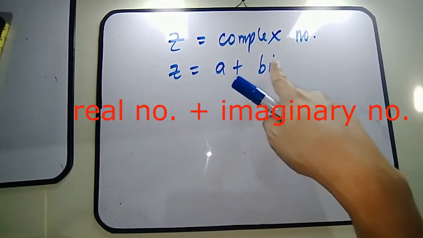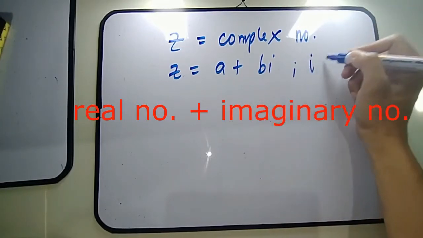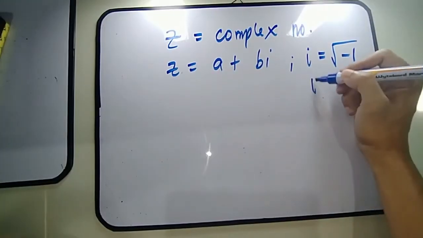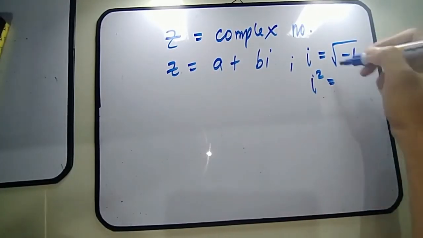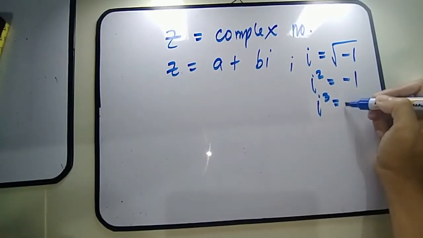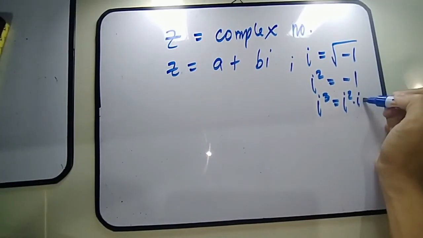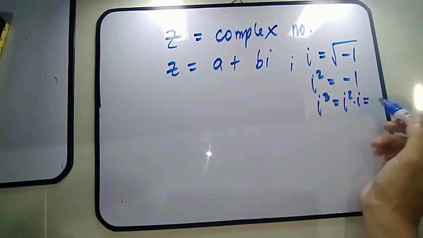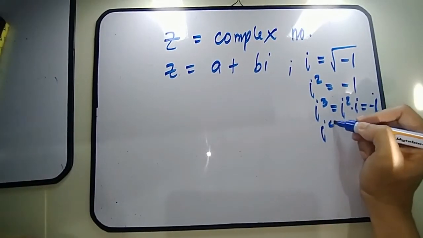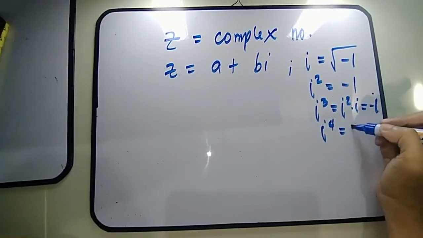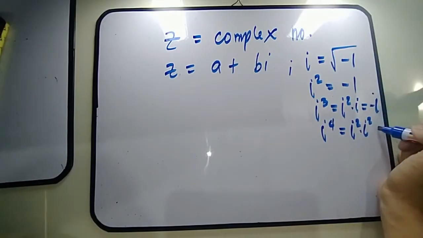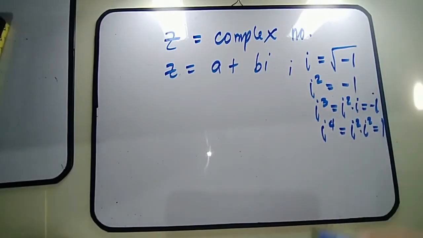So, an imaginary number has i, which is equal to the square root of negative 1. So i squared is negative 1. So i cubed is just equal to i squared times i, which is just equal to negative i. Then, of course, you have i raised to 4. That is just equal to i squared times i squared, or negative 1 times negative 1. This is just equal to 1.